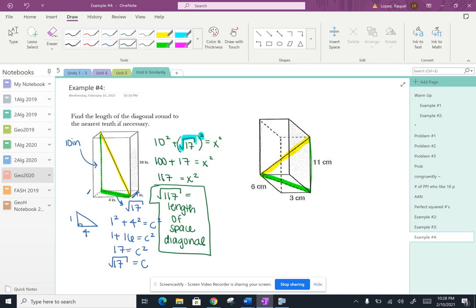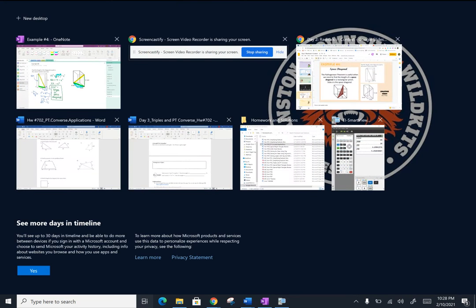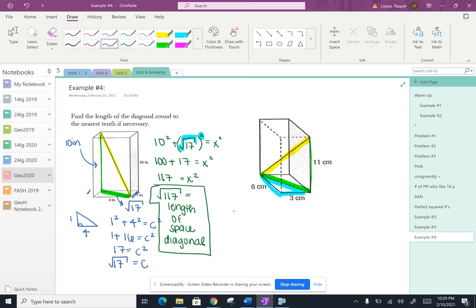Okay, so let's do this other one now. In the triangle that I'm highlighting in blue here, we've got these two bottom legs. So we need to figure out the leg of the green triangle, which is the hypotenuse of the blue triangle. So the first Pythagorean theorem is going to look like 6 squared plus 3 squared equals, let's call that c squared. So I'm left with 36 plus 9 equals c squared. 36 plus 9 is going to give us 45.